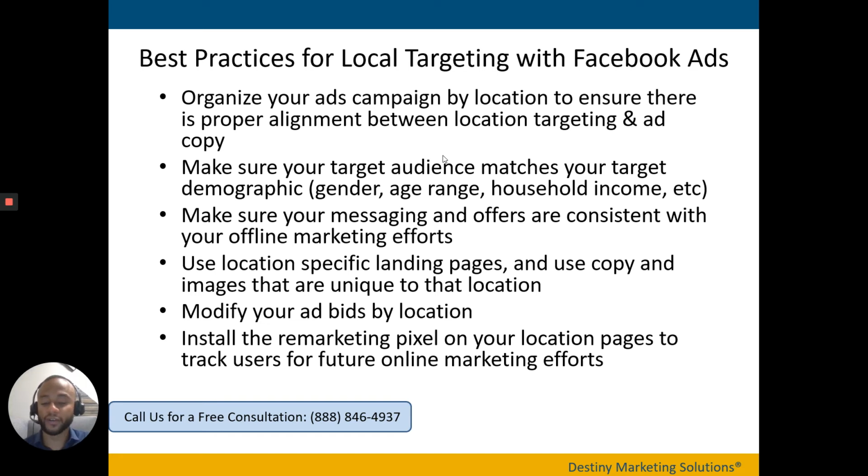As with all advertising, you want to make sure that your messaging and offers are consistent with your offline methods, with your direct mail campaign, and with your Google ads. You want to make sure that you're using the same messaging across the board. You also want to make sure that you're using location-specific landing pages and you're using copy and images that are unique to that location. You want to modify your ad bids by location. So if you know that certain areas typically are more fruitful when it comes to leads and calls, you might want to shift more of your budget towards those ad groups.